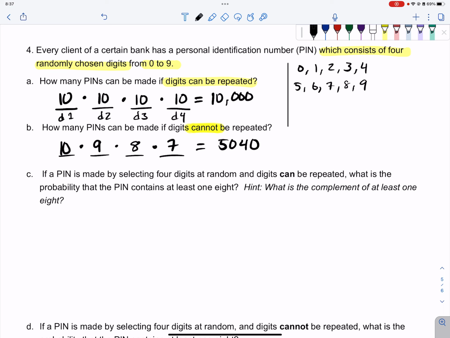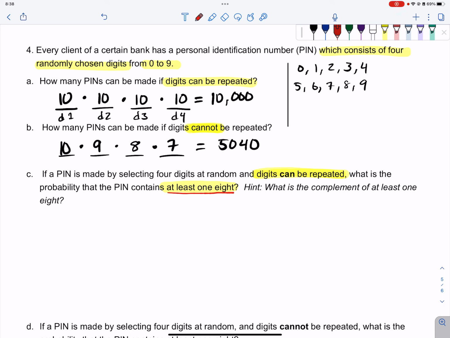So now, the probability that we want to find here is, first, we have that our PIN is selected by 4 digits at random, and the digits can be repeated. What is the probability that the PIN contains at least 1 eight? This is very hard to calculate if we just try to think of this as being at least 1 eight. Because the at least part there tells us that it could have 1 eight in the PIN number, it could have 2 eights, it could have 3, or it could be all 4 eights in our PIN number.